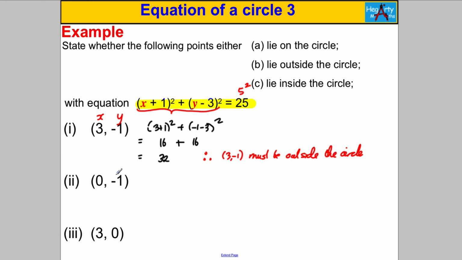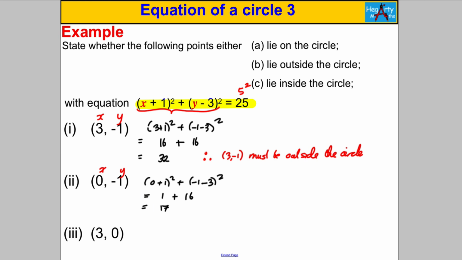Let's have a go at the next one. We substitute in x is 0 and y is -1 into the left-hand expression and compare it to 25. So we do 0, add 1 squared, add -1, take away 3 squared. That's 1 squared, which is 1. -1 take away 3 is -4. -4 squared is going to be -4 times -4 is positive 16. So we get the answer 17, right?